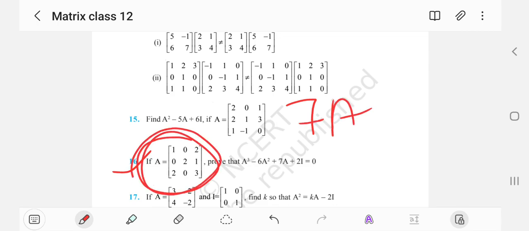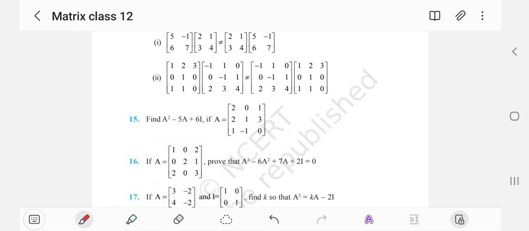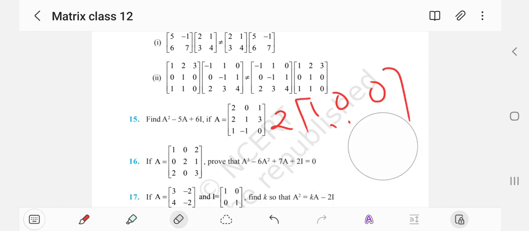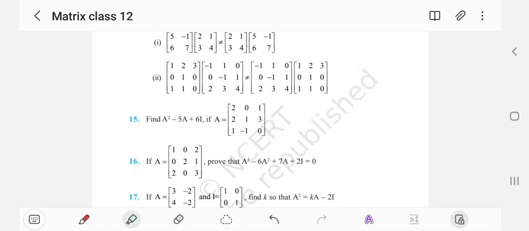Okay, then 7A, multiply 7 with the given A matrix. This is the given A matrix here. Also you can easily find 2I. What will be the 2I? 2I is the multiplication of 2 with the identity. What is the identity? Identity is this matrix. So you can find individual parts and then you can add all these.